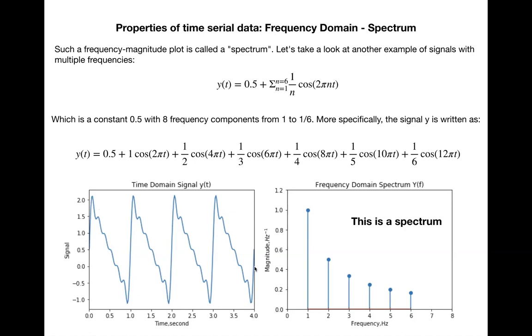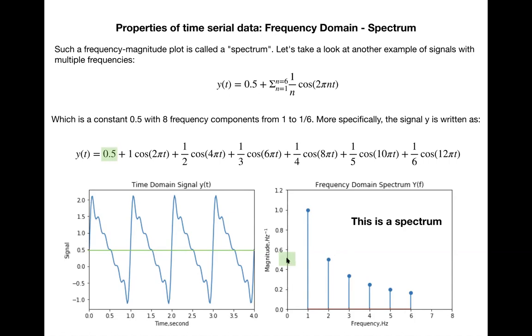And the frequency spectrum is much simpler than this one. The time domain signal is much more complicated. In the frequency plot you can clearly see what kinds of variations are included in my signal, from 1 hertz to 6 hertz. So how is that generated? You can see that in the spectrum, first of all, at 0 frequency, it's 0.5.